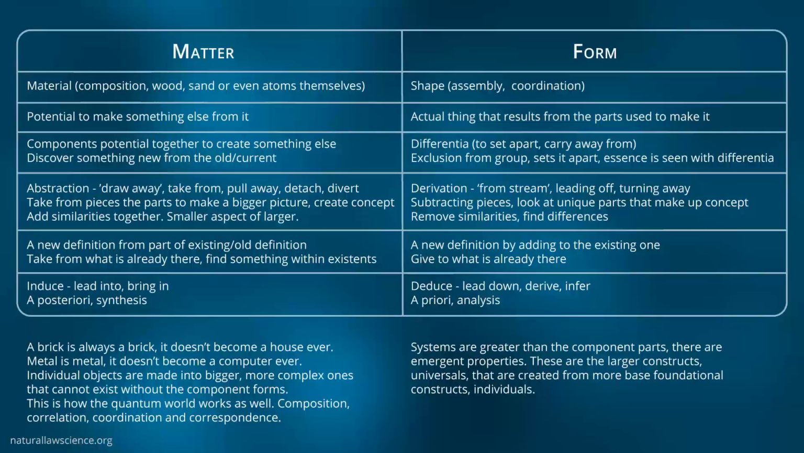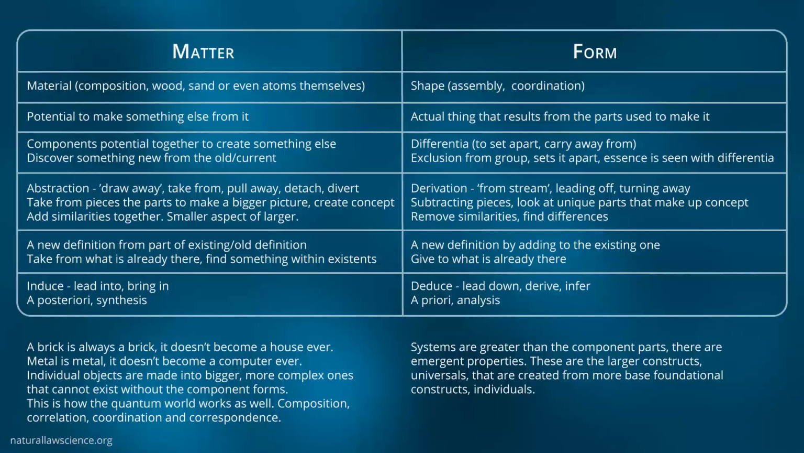So at the bottom, just a brief example, which I've already been talking about. A brick is always a brick. It doesn't become a house, ever. A brick is never a house. It's always a brick. Metal is metal. It never becomes a computer. Individual objects are made into bigger, more complex ones. The potential of the brick, the potential of the matter, the metal and matter, to become something more complex that cannot exist without the component forms.